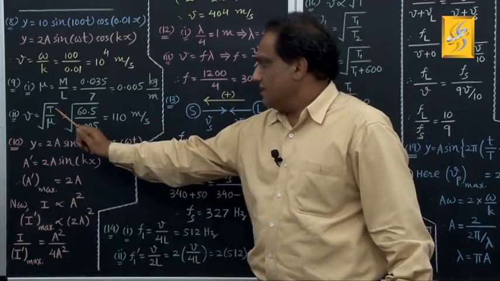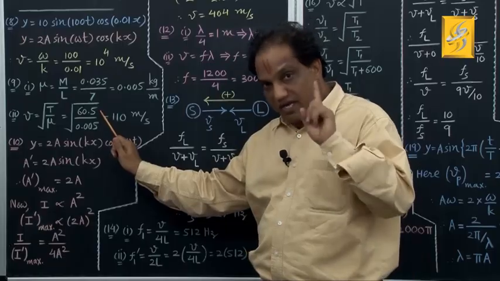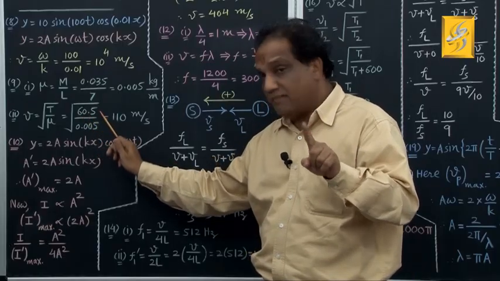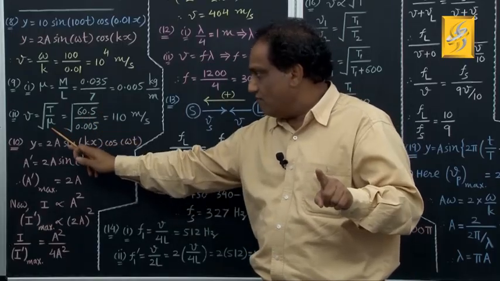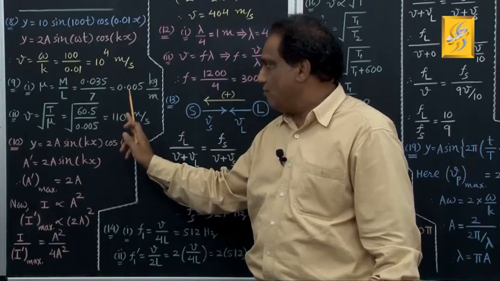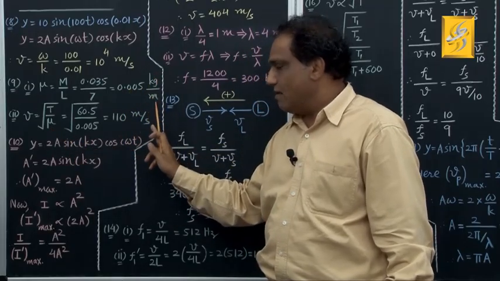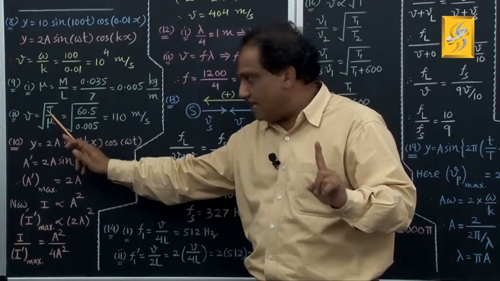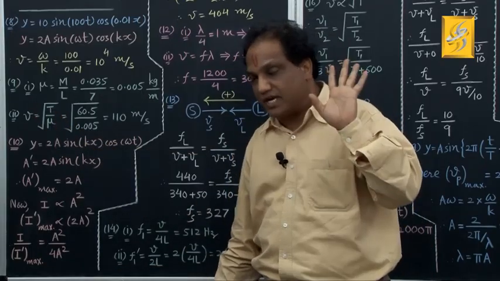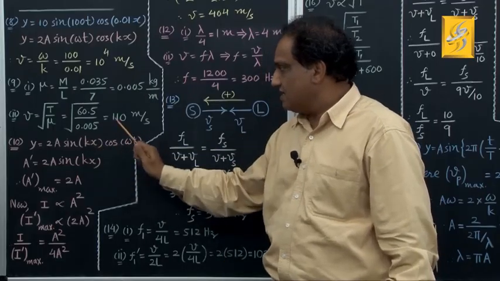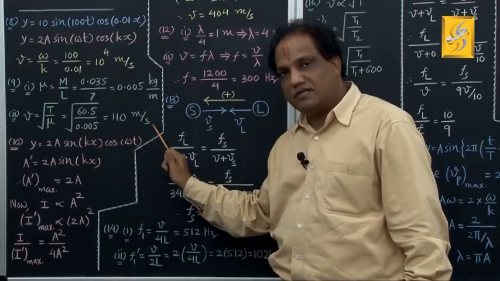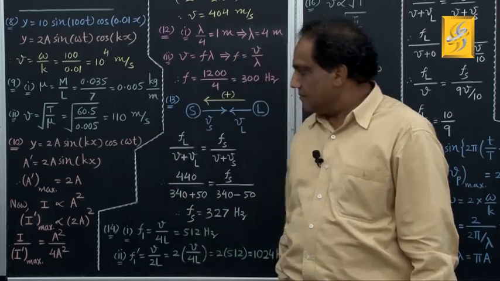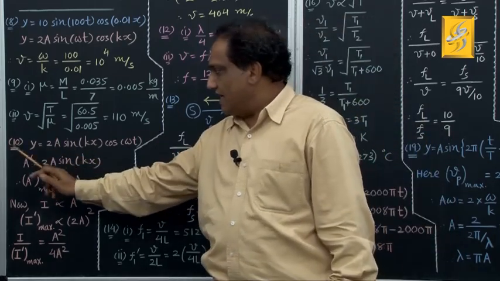This capital T is the tension they have given in the statement, 60.5 Newton, and the value of mu in SI unit we have found out, 0.005 kilogram per meter, correct? When both the values are in SI unit, naturally velocity will be obtained in meter per second. If you simplify, the answer is 110 meter per second. Okay. Kindly read now number 10.